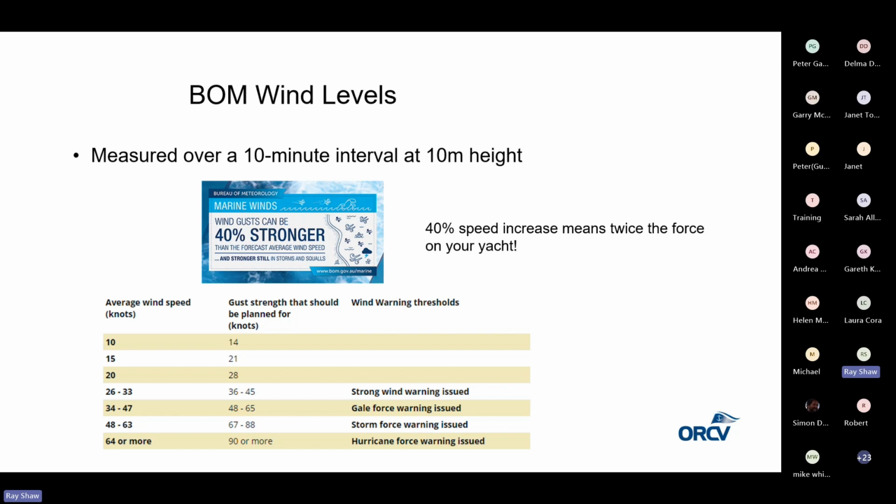And keep in mind that means the gusts can be 36 to 45 knots, and gale force is 34 to 47, and storm force 48 to 63. So this is the system that's used universally in Australia. It's not the same that's used all around the world.